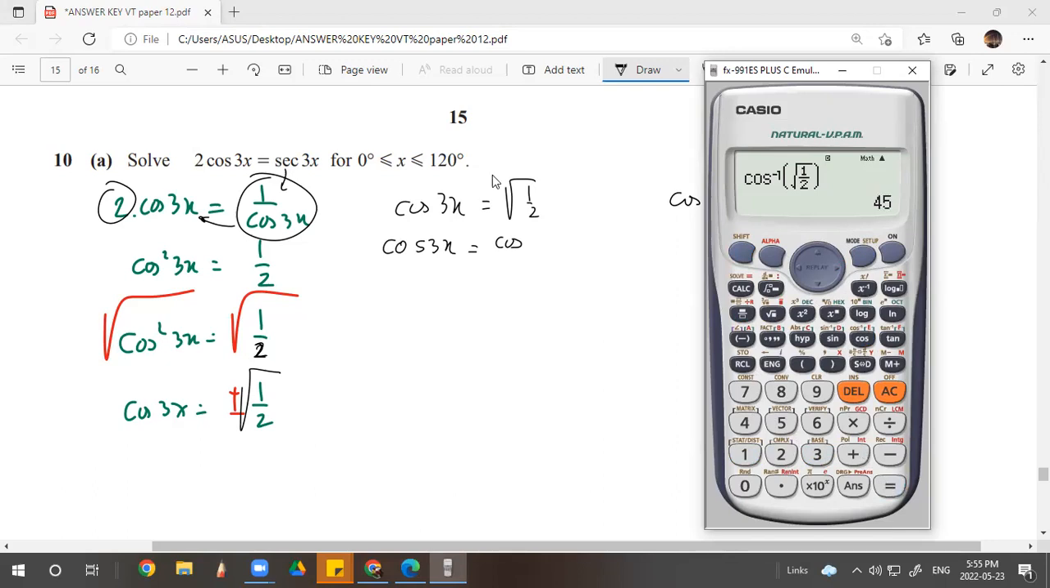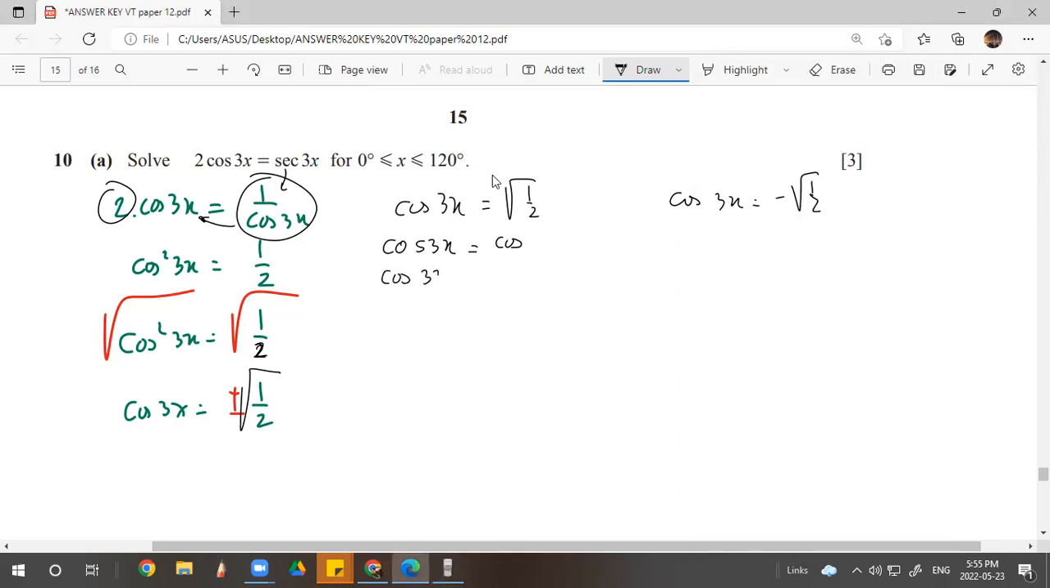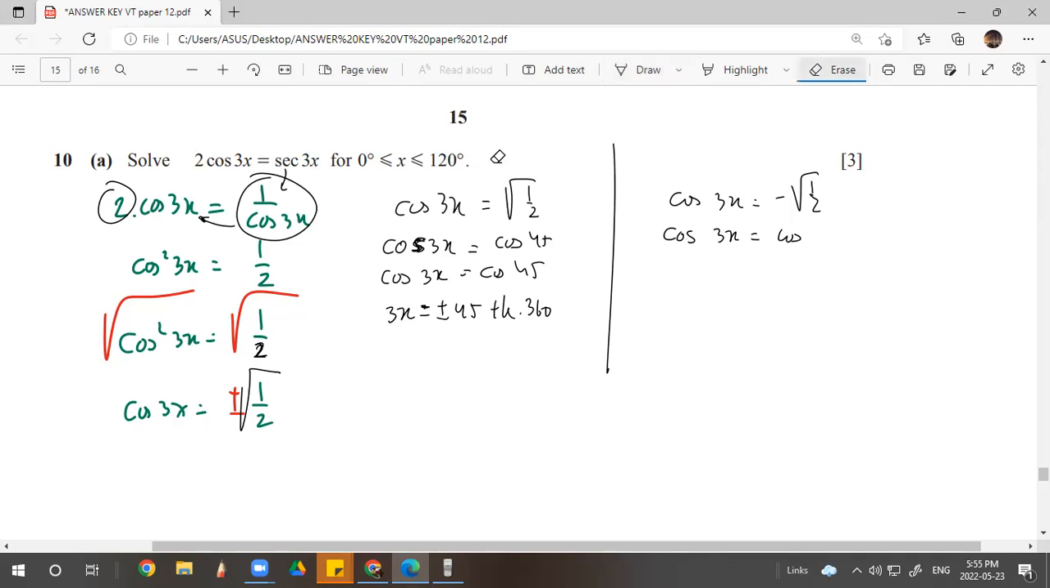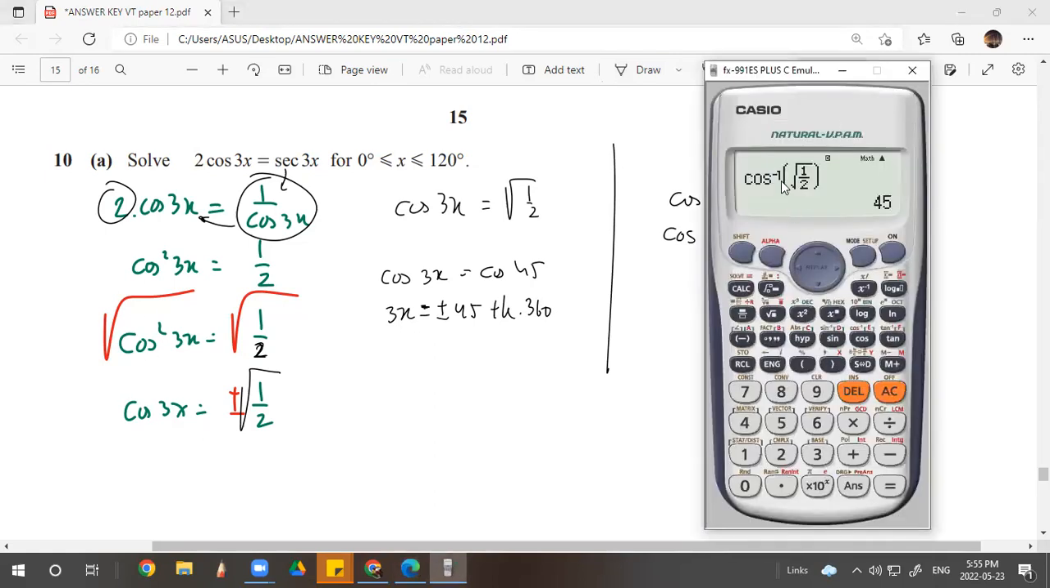45. Okay. So cos 3x equals cos 45. So the formula: 3x equals plus minus 45. Remember this rule, plus k times 360. And the second one, cos 3x equals cos, using the formula, shift cos, but using the negative. The negative is always outside of the square root. Put the negative here. Bang, 135.